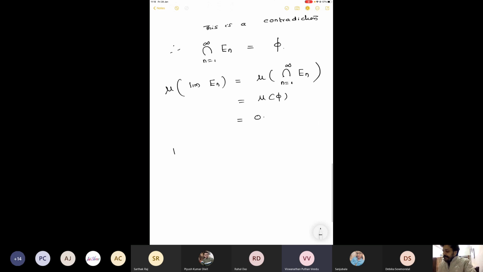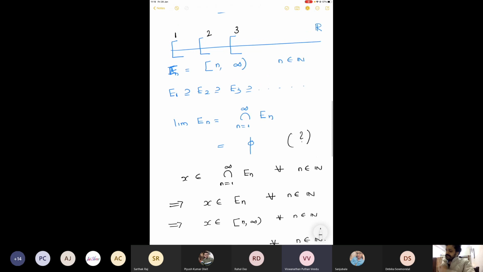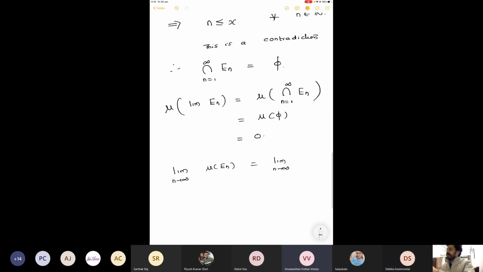Now, what is limit of mu of En? That is limit n tending to infinity of mu of En. The En's are intervals. So if you want consistency with the length, it should be infinity. And we take it in the extended system as infinity. Okay, this is a convention again.